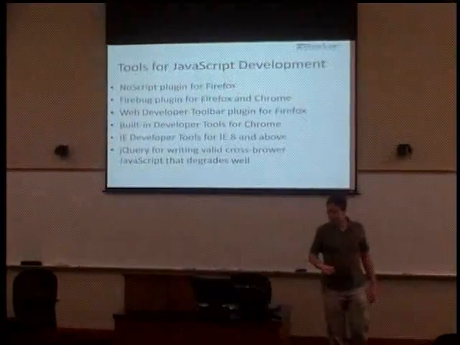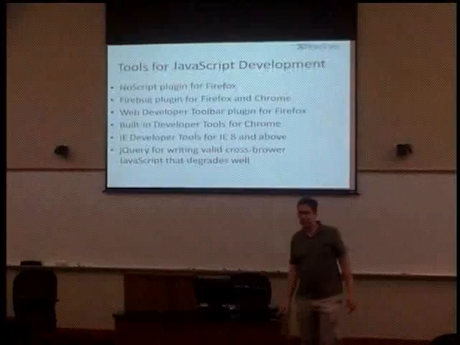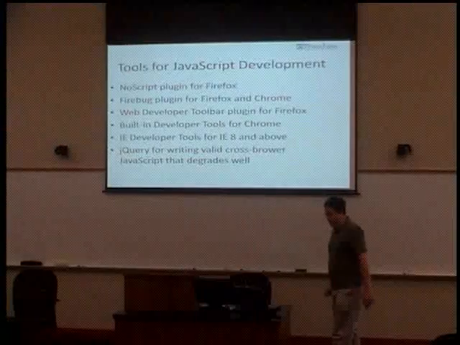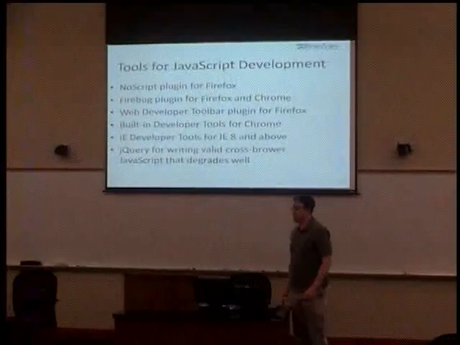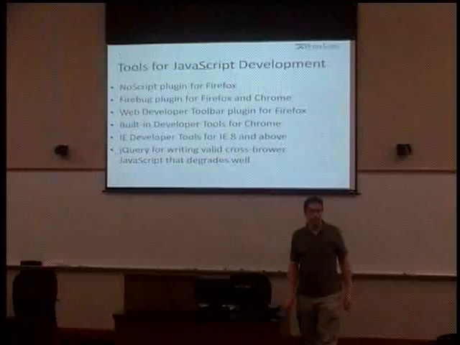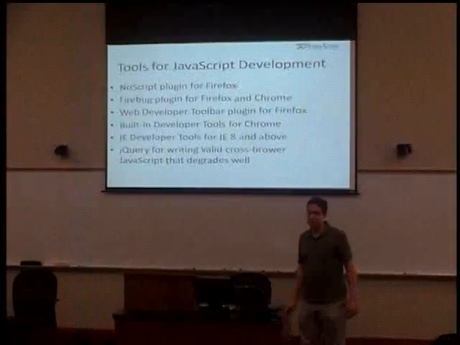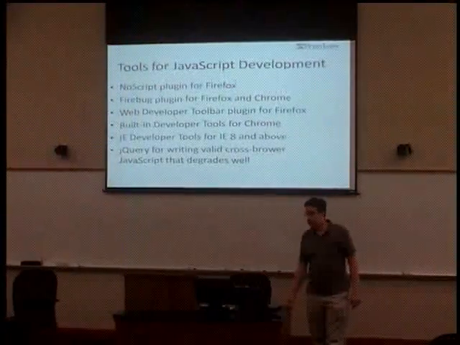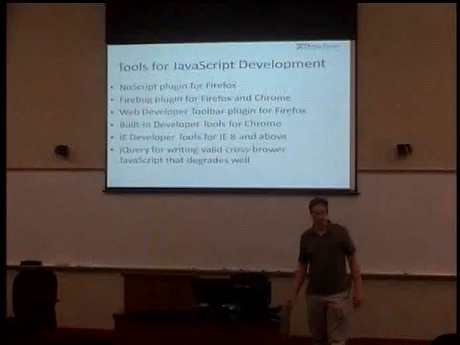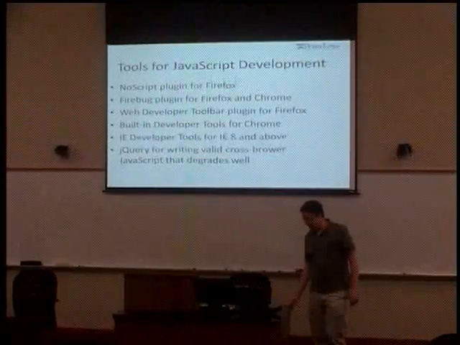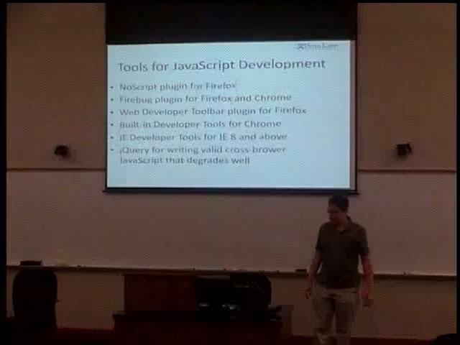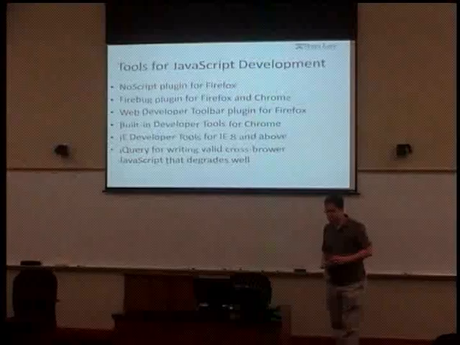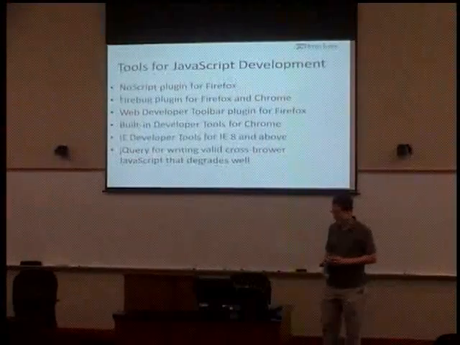So some tools for JavaScript development. NoScript is a plugin for Firefox that you can enable or disable JavaScript per site. Firebug is a plugin that's really good if you're doing Ajax development because you can see what the HTTP requests and responses are. Web Developer Toolbar, which is what I was using to turn the JavaScript on and off. And then Chrome and IE have some built-in developer tools. I haven't found them to be as robust as the Web Developer Toolbar or Firebug.